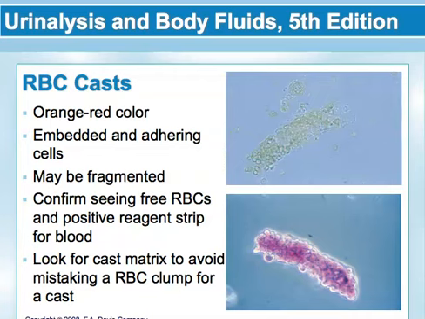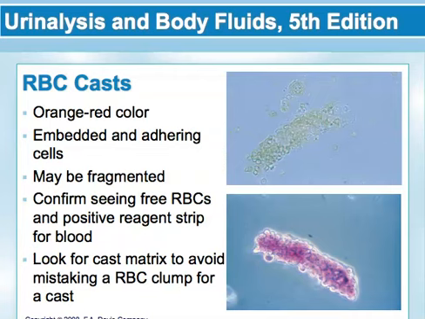They are going to be more fragile than other casts, and this is exhibited by the fact that they are more commonly present in fragments and will have a more irregular shape. As the cast ages, it will become more uniform as the cells lyse, but they will still retain that kind of orange-red color.